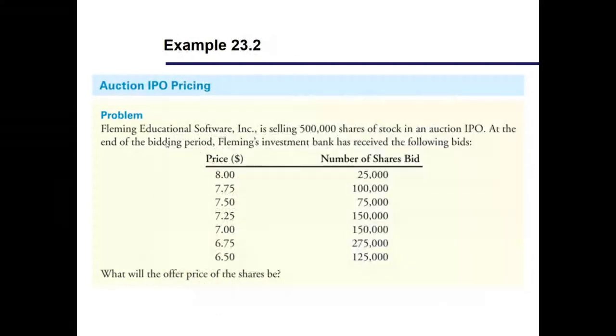For example, Fleming Educational Software is selling 500,000 shares of stock in an auction IPO. At the end of the bidding period, Fleming Investment Bank had received the following bids: $8 for 25,000 shares, 7.75 for 100,000 shares, 7.5 for 75,000, 7.25 for 150,000, and so on and so forth. What will the offer price of the share be? You are going to sell 500,000 shares. What should be the final agreed price from this bidding information?